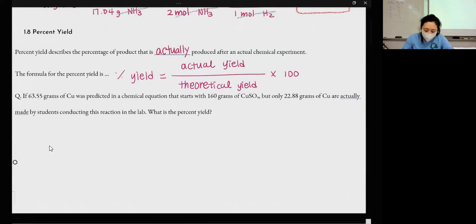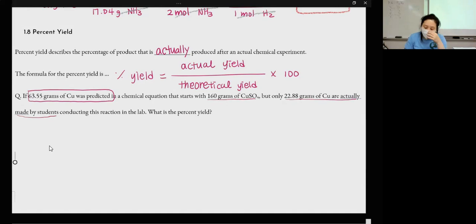So the question reads like, if 63.55 grams of Cu was predicted in a chemical equation, so we know that 63.55 grams of Cu was predicted. So that is related to the theoretical yield. That starts with 160 grams of CuSO4, but only 22.88 grams of Cu are actually made by students conducting this reaction in the lab. What is your percent yield?